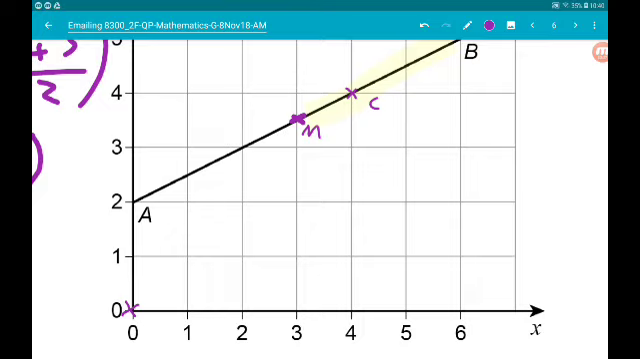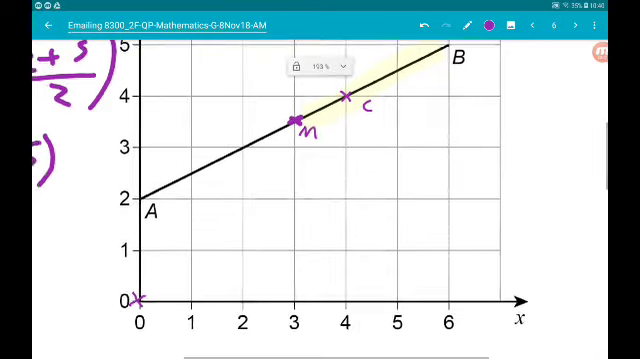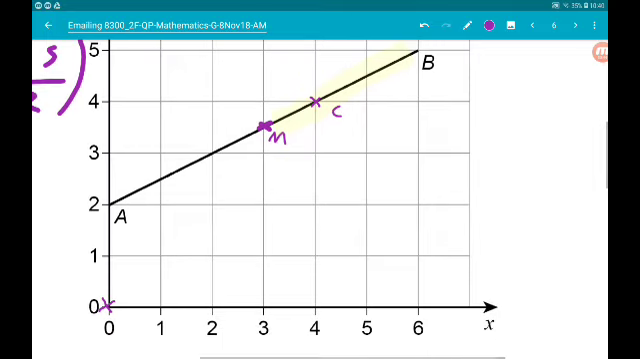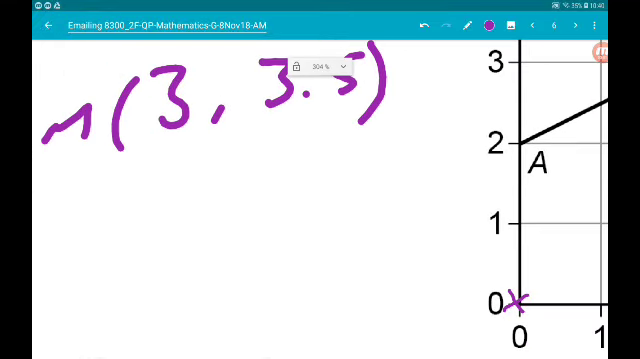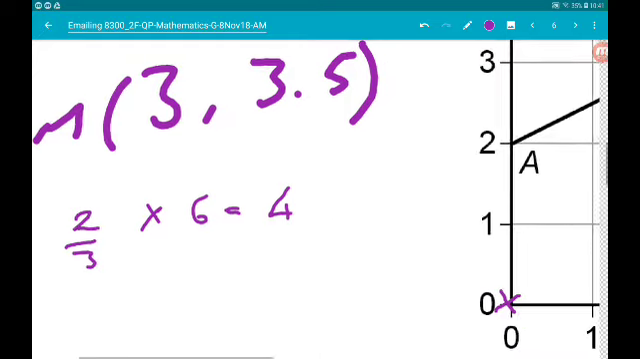So 2/3 of the length means it's going to go 2/3 of the distance across. So 2/3 of 6, you can do this on your calculator. Once you're on papers 2 and 3, you don't need to use your head anymore. So in your calculator you can do 2/3 times 6, which is 4. So it's going to go 4 to the right.